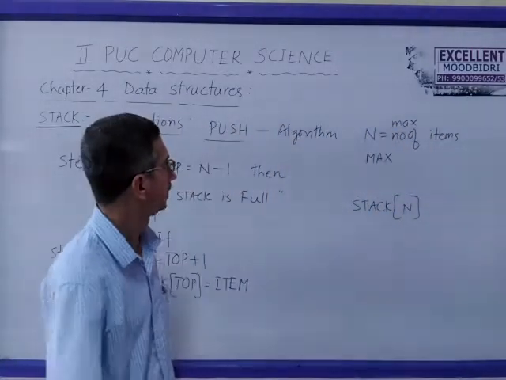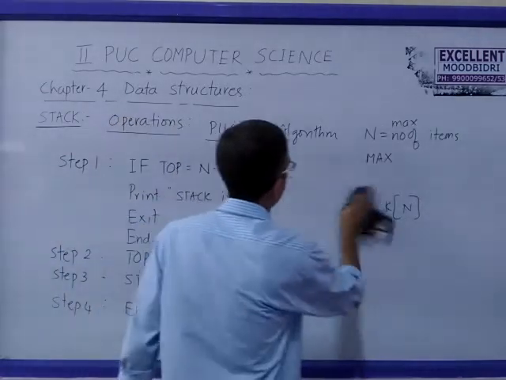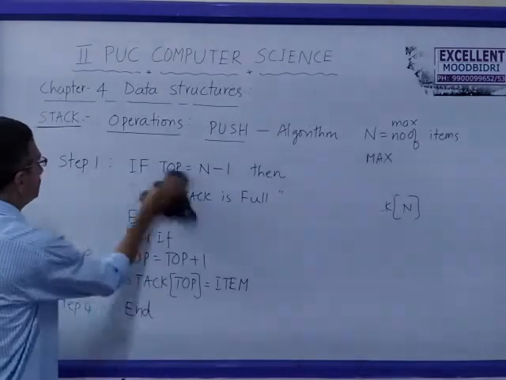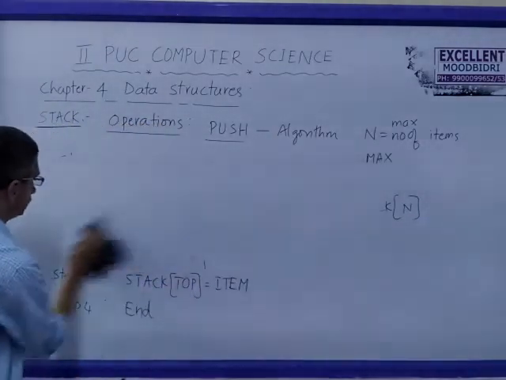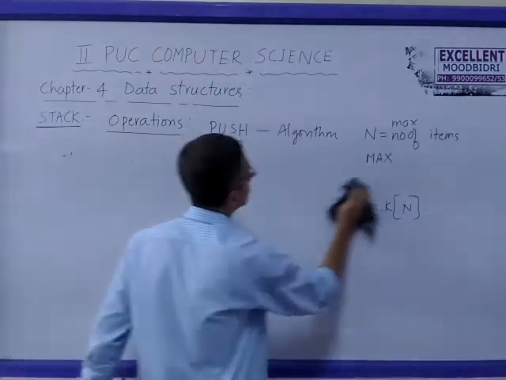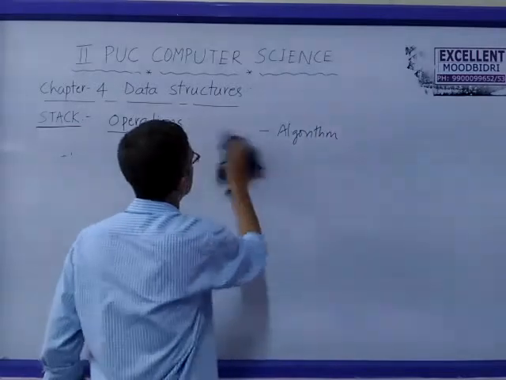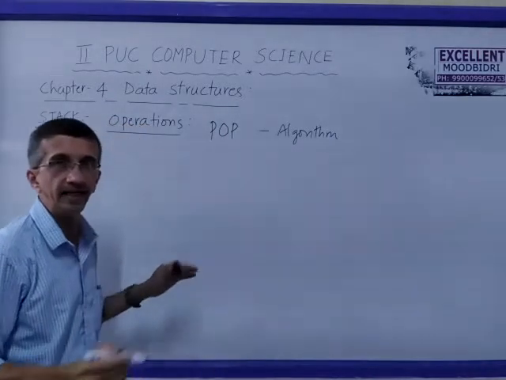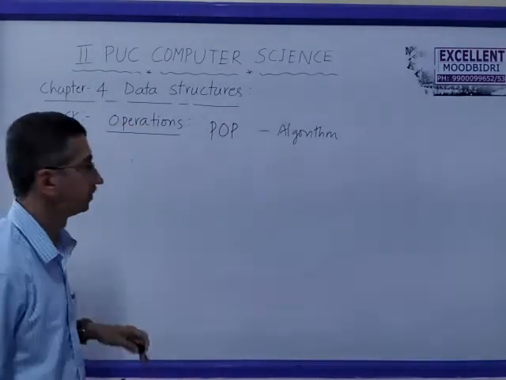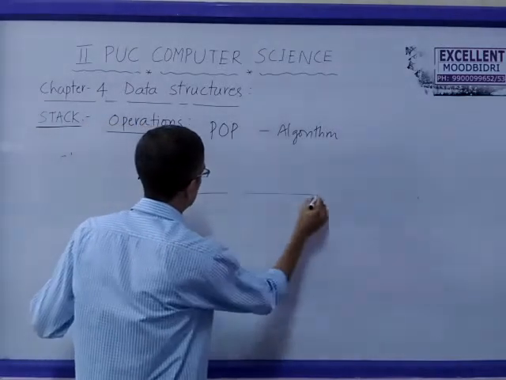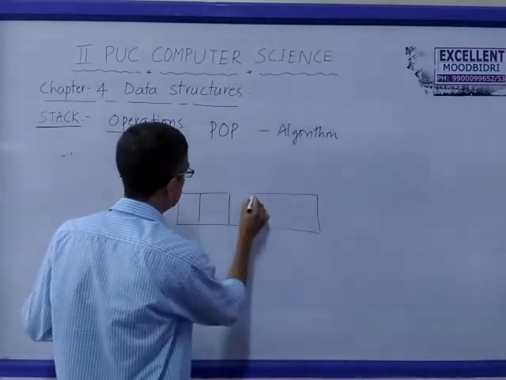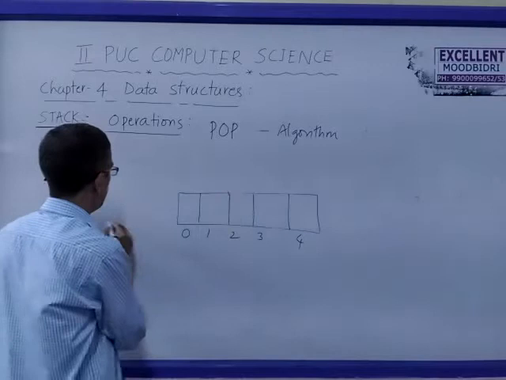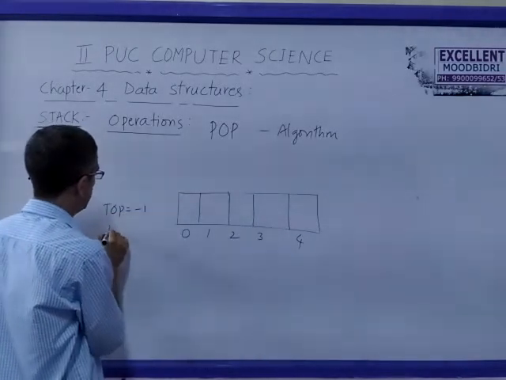And in the same way, we can write the deletion algorithm also. Now, I hope you have understood this push operation. Now let us see the pop operation. What is pop? Pop is deleting one item, removing an item from the top of the stack. So, same thing, suppose this is the array of fixed size, indexed 0, 1, 2, 3, 4. Top is -1, indicating that it is empty.